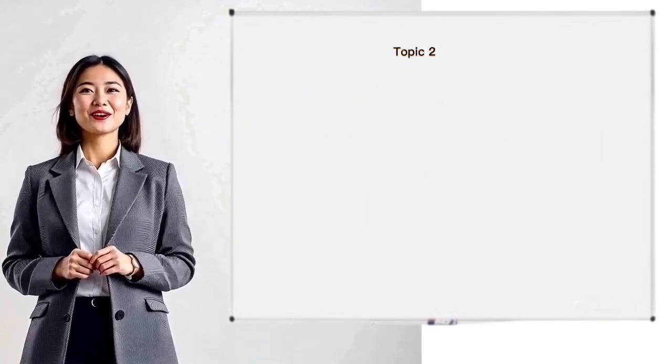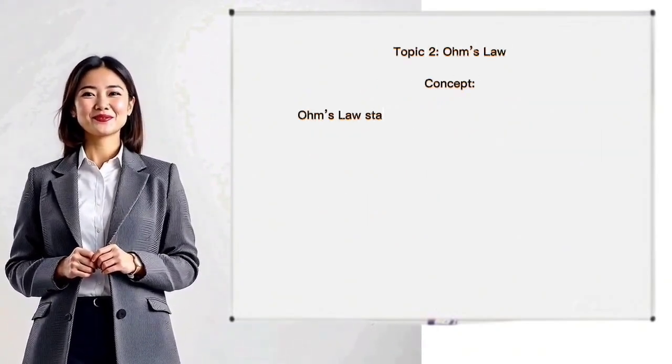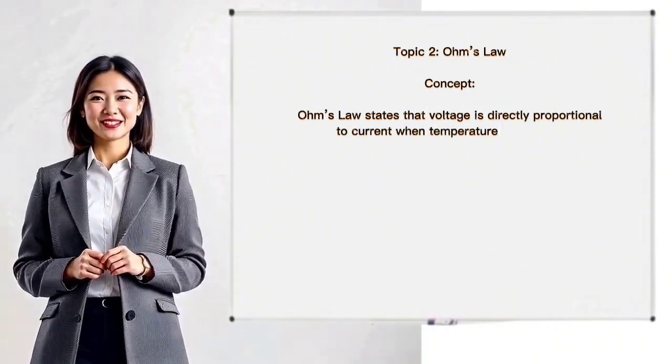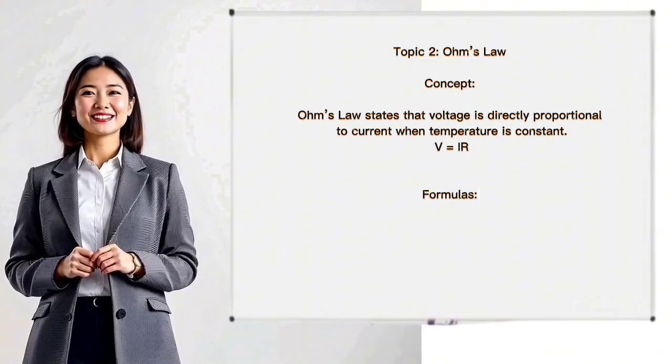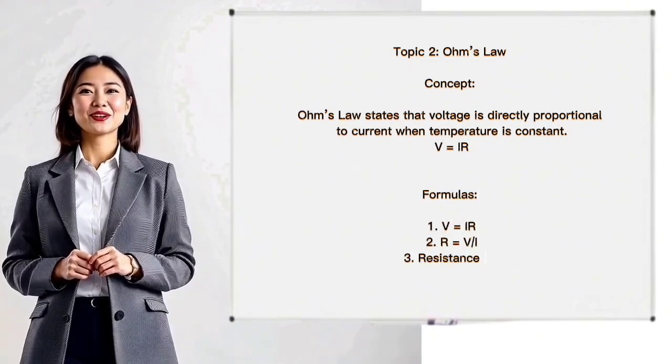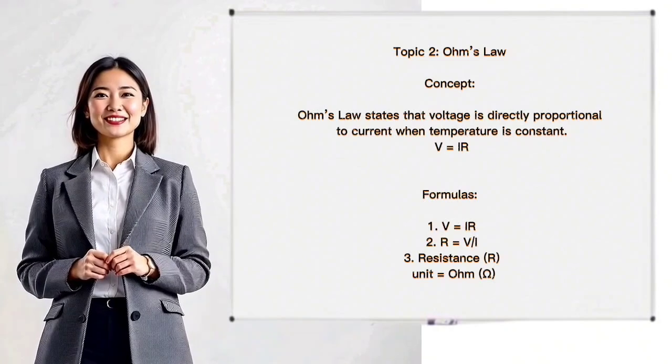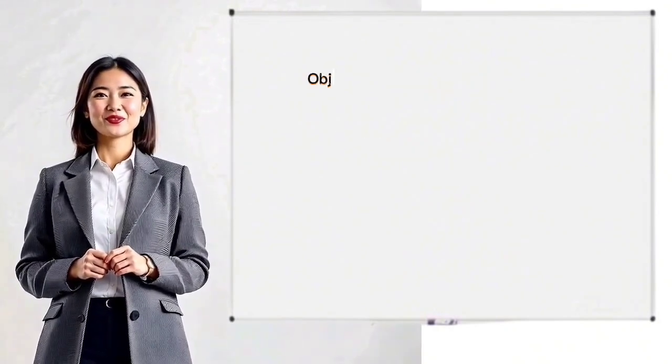Topic 2. Ohm's law. Concept. Ohm's law states that voltage is directly proportional to current when temperature is constant. V is proportional to I. Formulas: 1. V = IR. 2. R = V/I. 3. Resistance R, unit ohm.